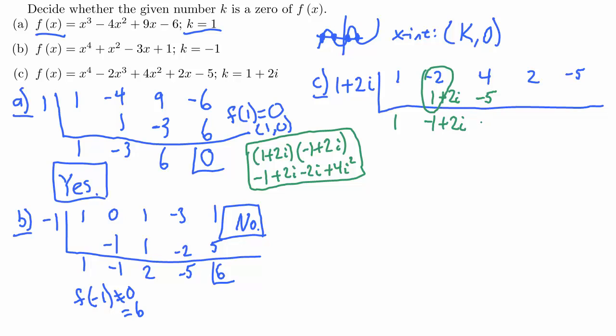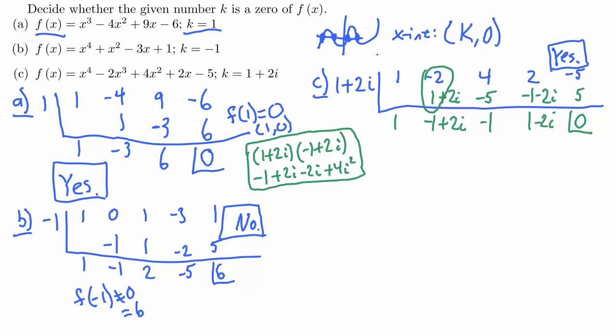4 minus 5 is -1. -1 times this gives me -1 minus 2i. And 2 minus 1 is 1, 0 minus 2i is -2i. And 1 plus 2i times 1 minus 2i, if you FOIL it out again, will give you 5, and that's why I get 0 there. Now, because this is 0, let me just write it here, yes, 1 plus 2i is a 0 of this function.